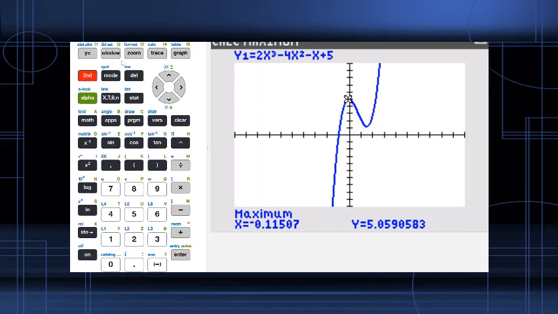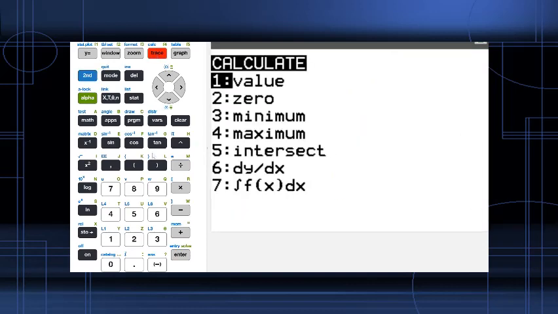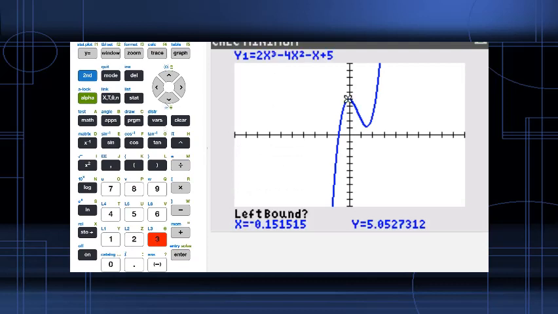Now, let's do the minimum. I'm going to go again, second trace for calc. This time I'm wanting to do the relative minimum, so I'm going to choose option 3. I've got to move this cursor down here. Again, I want to get just to the left. Let me come back. That looks like it's just to the left. Left bound, okay, yeah, left bound. Then I'm going to go just to the right. Right bound, yes. And do I want to take a guess? Well, sure, why not?